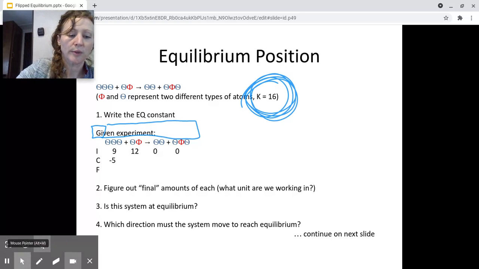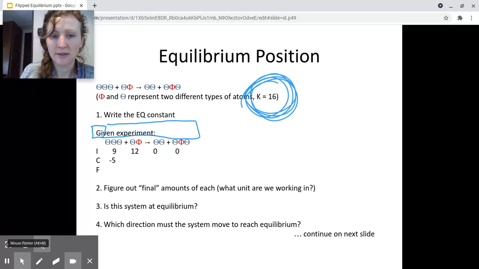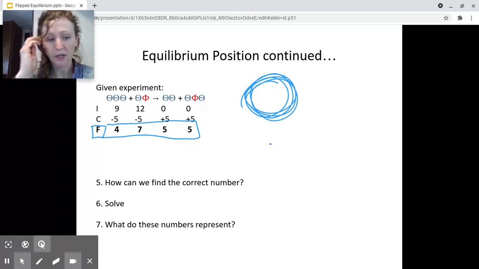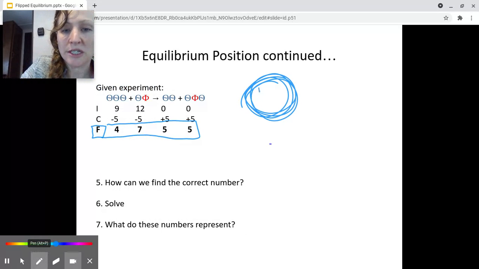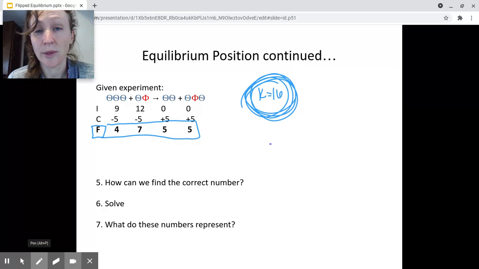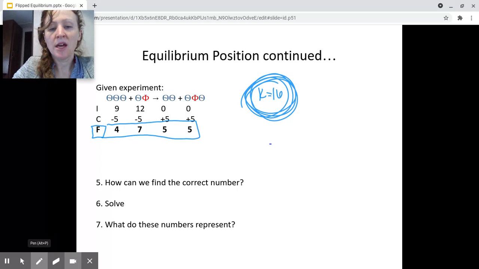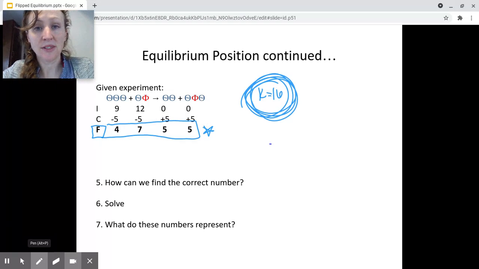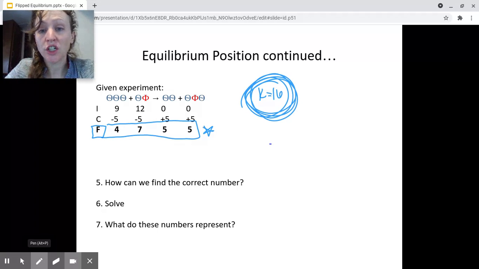So let's go forward a slide, back to where we just were, and we'll use this information that K is equal to 16 and see if we can get ourselves to equilibrium. So first of all, let's figure out, are we at equilibrium? If we're at equilibrium, then we can take the amounts that we have and plug them into that ratio, and our ratio is going to be equal to 16.